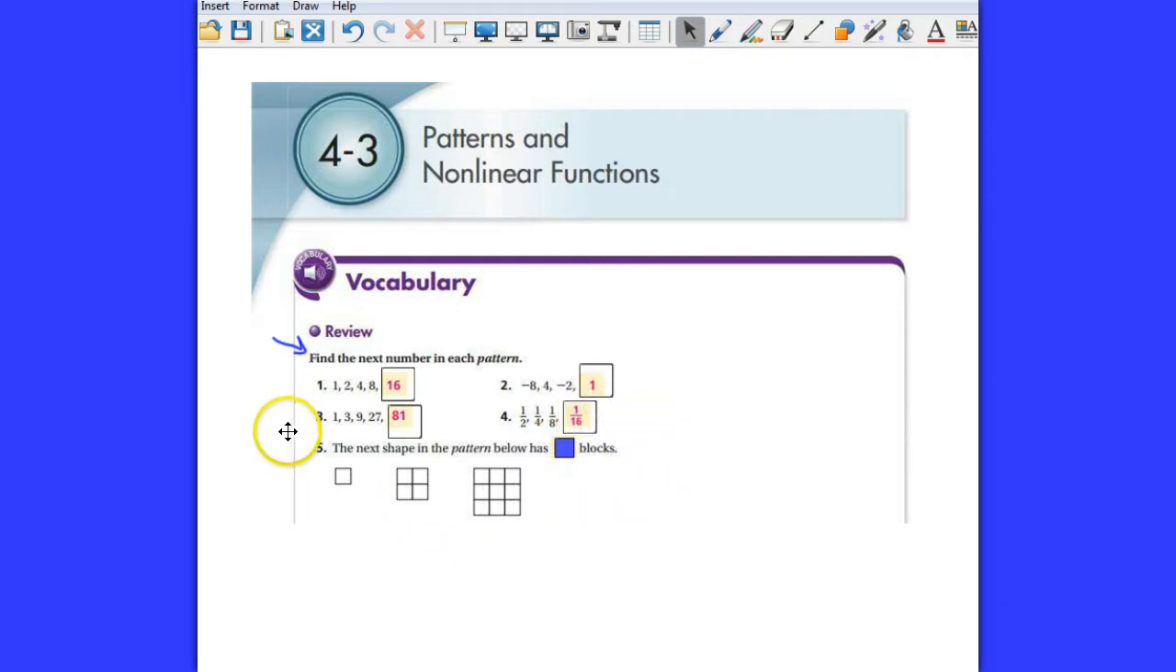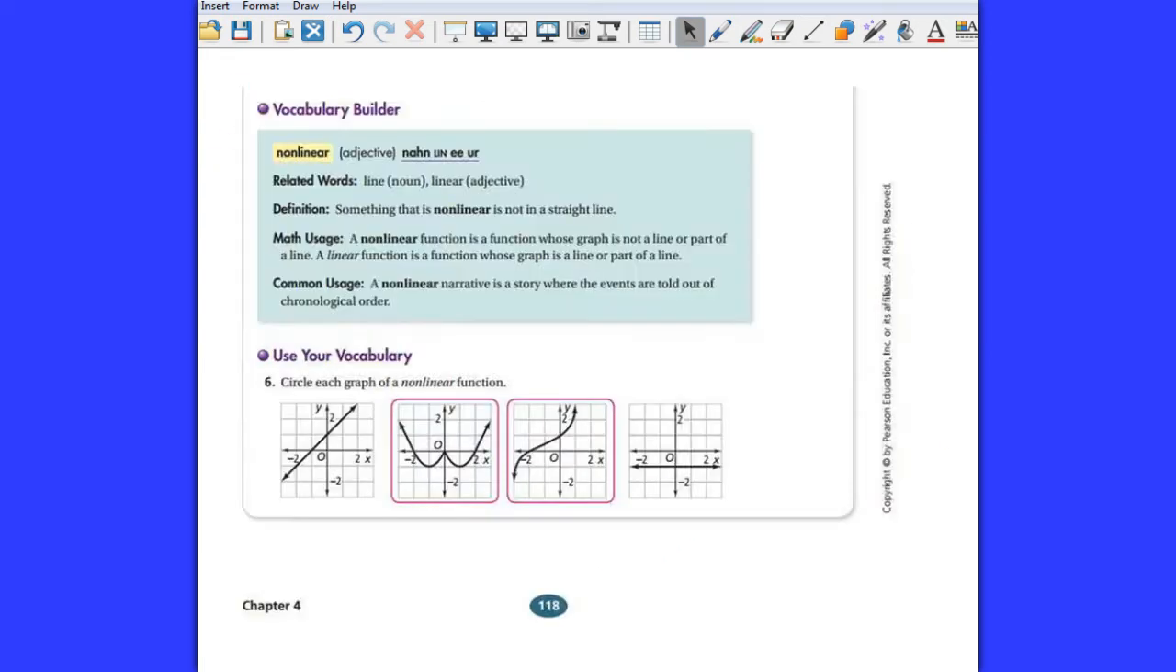So that's one way that you should be able to see patterns. And if you take a look at number 5, the next pattern in this shape would have how many? 16 blocks. We've got 1, 4, 9. The next one would be 16, and these are powers of 2 actually. Or you could just draw out the squares there and see that it would be 4 by 4, which would have a total of 16 blocks for you there. So that's kind of review information that you should be familiar with.